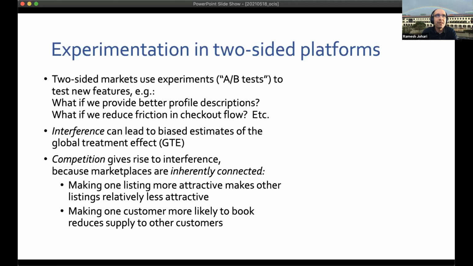Examples of features might be something like, what if we provide better profile descriptions, let's say, for listings or for workers in an online labor market? Or what if you reduce the friction involved in the checkout flow to actually book an item? So in these experiments, the high level point of this talk is first just to emphasize the fact that interference can lead to biased estimates of a global treatment effect of interest.